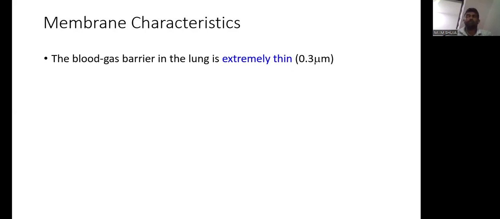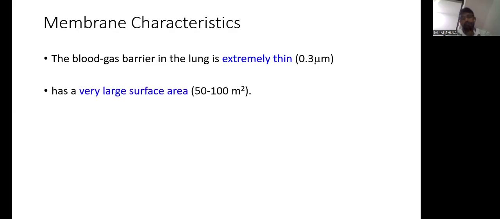If you take the human lung, your alveolar capillary membrane is very thin and it has a very large surface area. So these are the two major characteristic features which facilitate the rate of transfer of gases across the alveolar capillary membrane.